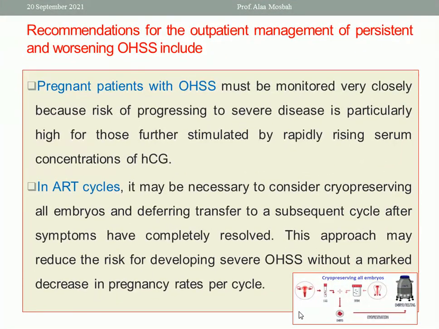Pregnant patient with ovarian hyperstimulation syndrome must be monitored very closely, because risk of progressing to severe disease is particularly high for those further stimulated by rapidly rising serum concentration of HCG. In ART cycle, it may be necessary to consider cryopreserving all embryos and deferring transfer to a subsequent cycle after the symptoms have completely resolved. This approach may reduce the risk of developing severe ovarian hyperstimulation syndrome without a marked decrease in pregnancy rate per cycle.